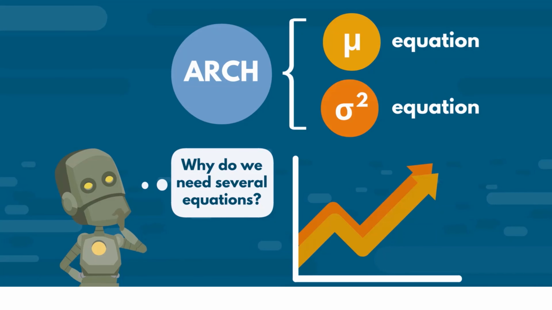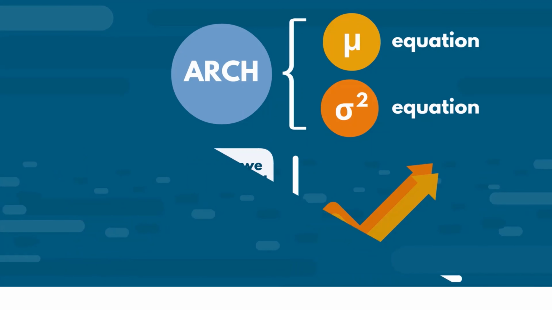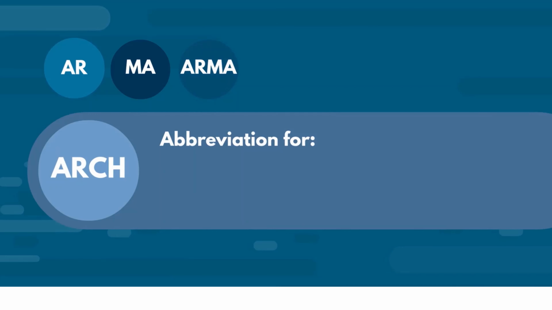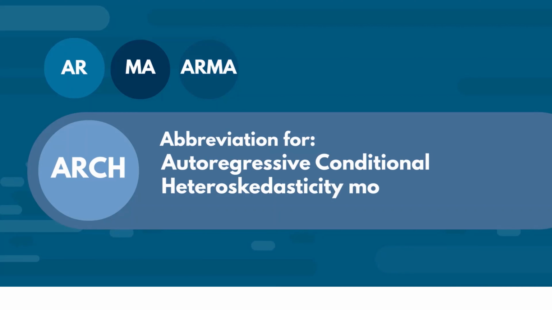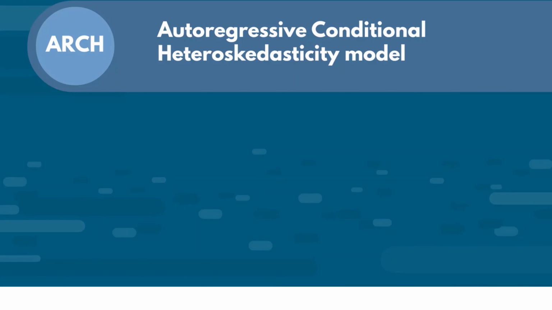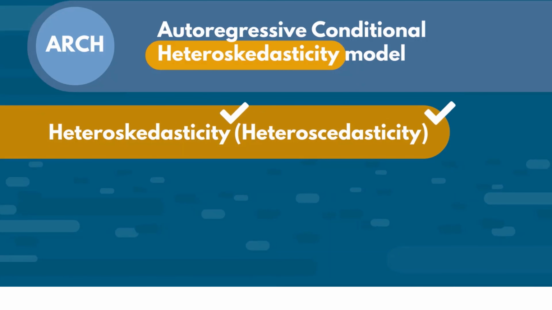Perfect. Now let's discuss the name of the model. As you already might suspect, just like AR, MA, and ARMA, ARCH is also an abbreviation. It stands for Autoregressive Conditional Heteroskedasticity Model. To fully understand how it works and what it measures, we'll break this notion down into several parts. First off, let's look at heteroskedasticity. We need to mention that both spellings are correct, so you can use either one going forward.